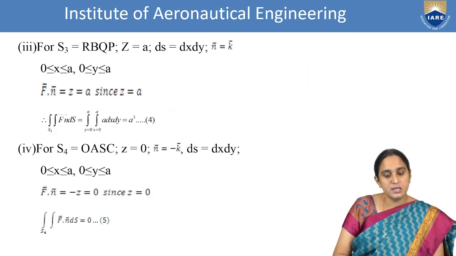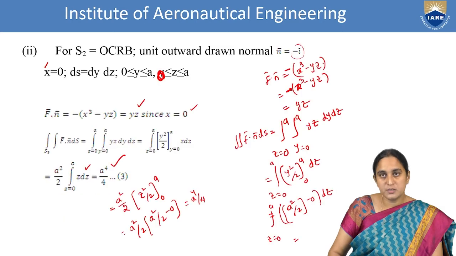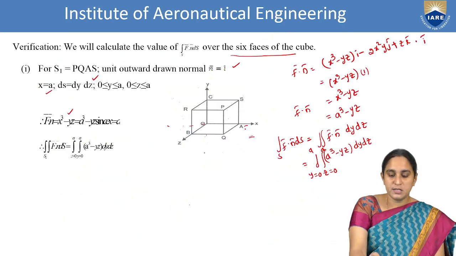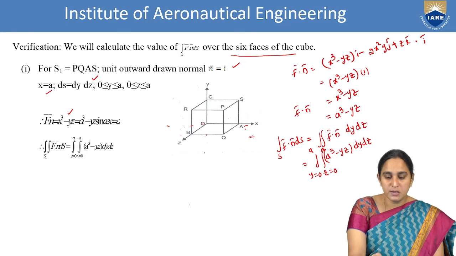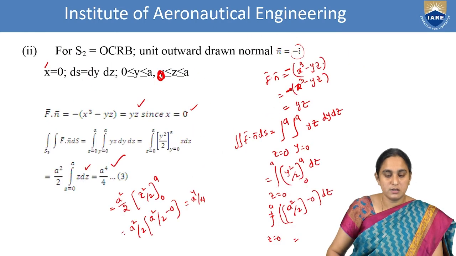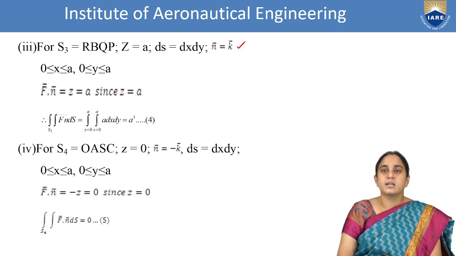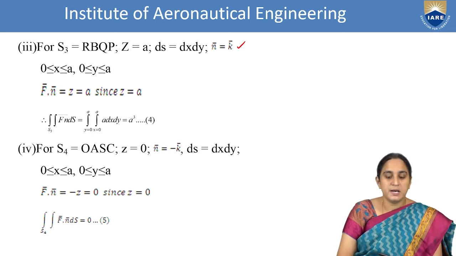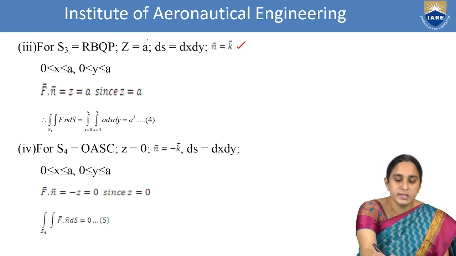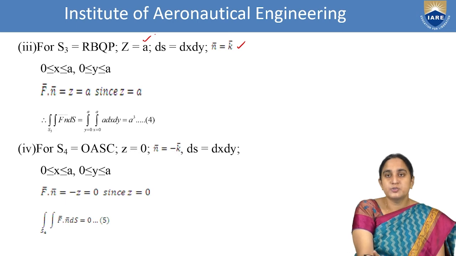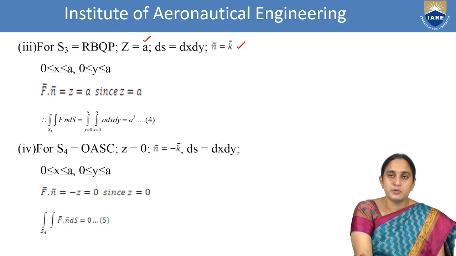Next, I'll take the third face here, RBQP. Once you observe the diagram, RBQP, where is it? RBQP is on the z-axis, positive direction. In that case, the unit normal vector is outward. The unit normal vector n bar is equal to k bar, and that limit passes through the z-axis 0 to a. Here we are calculating on the z-axis positive direction.